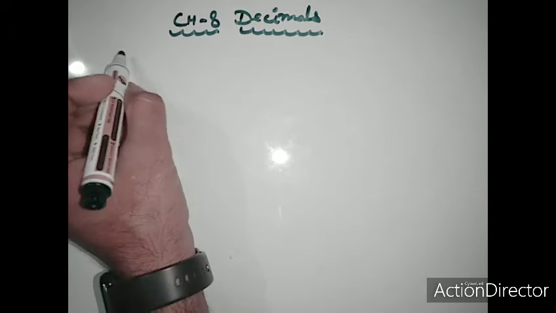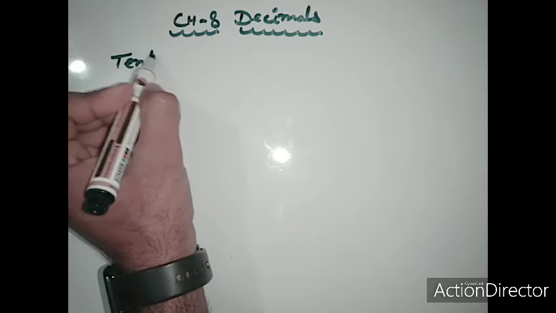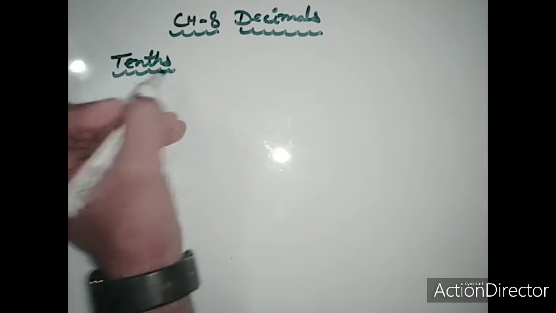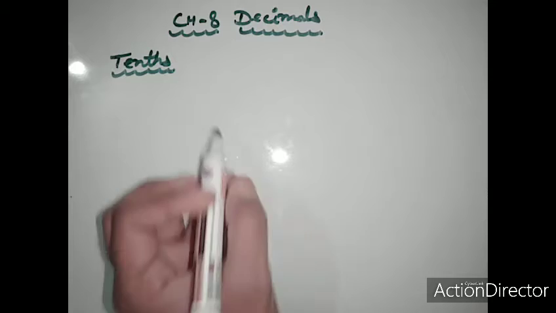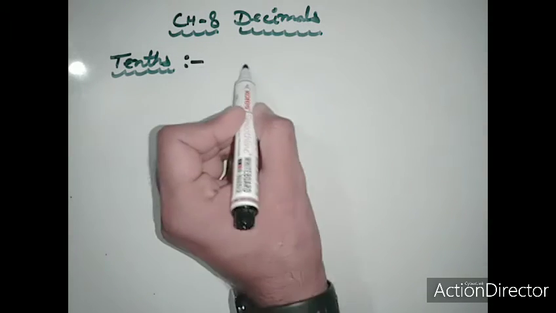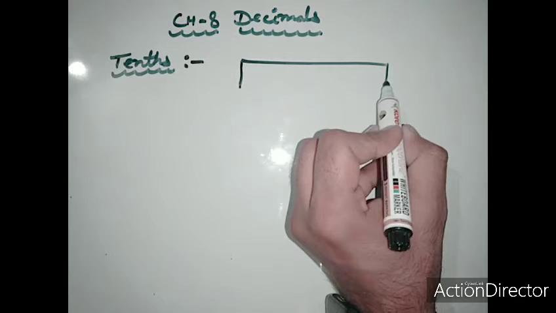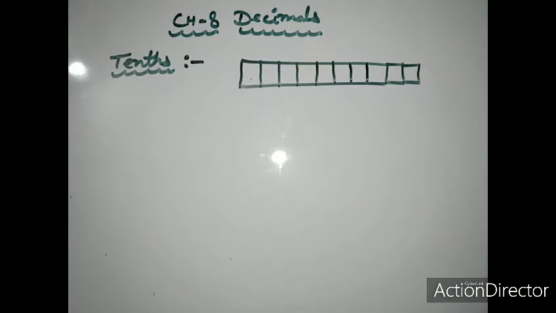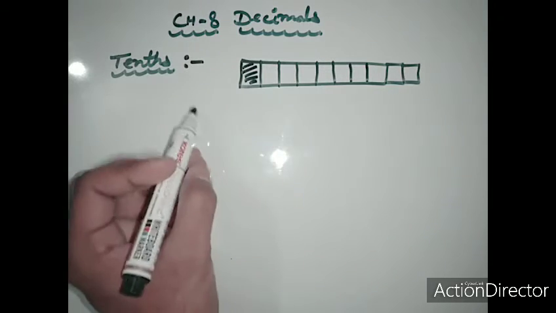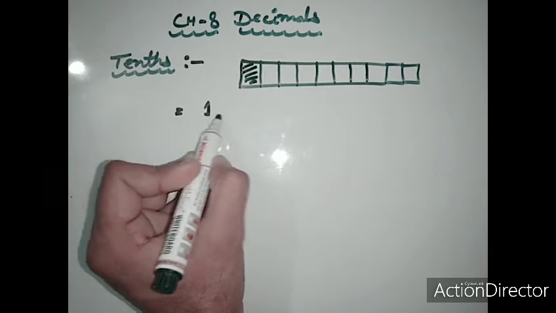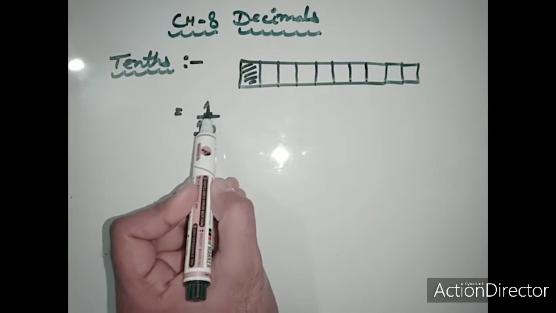Now here first we will discuss tenths. Okay, so now here we take a total of 10 boxes here. Out of 10 boxes, here we shade only one part, right? What is the fraction of this shaded part? 1 upon 10.